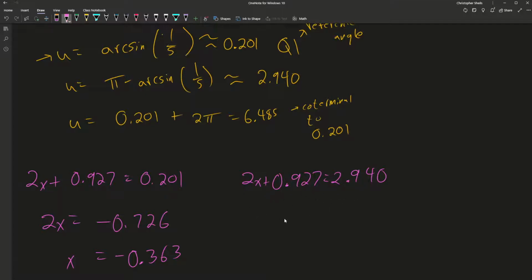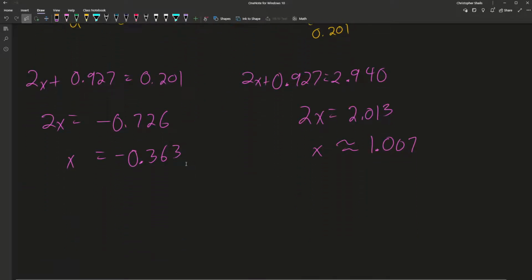And this next one, subtracting 0.927 from both sides, leaves us with 2x equals 2.013. And dividing both sides by 2 gets us that x is about 1.007. I guess you could say 6.5. We'll round to 7. This is a positive solution. This is good. I need one more positive solution.